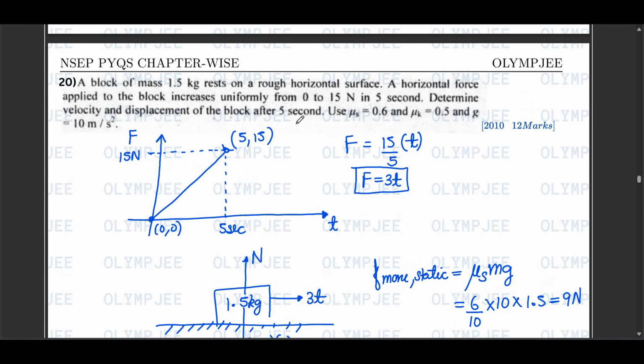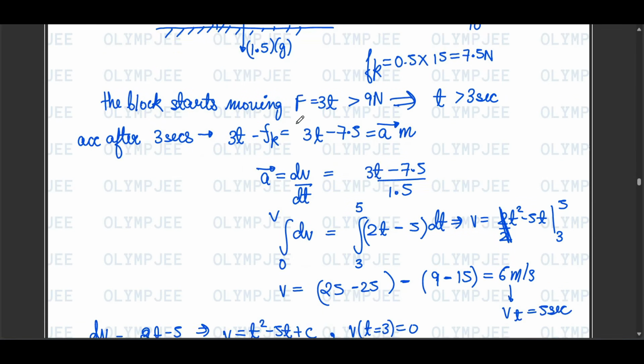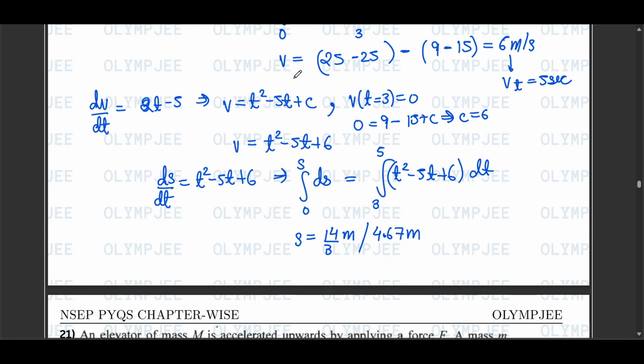Don't forget the constant while finding out the general formula of velocity, because if we don't put the constant then at t is equal to 3 we won't get that the velocity is equal to 0, right? So it is important that we put a constant also.